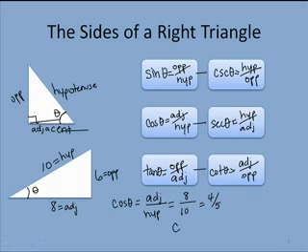Let's do one more. Let's do cotangent of theta. Cotangent is adjacent over opposite. So that's 8 over 6, which equals 4/3. So that should all be a review for you.